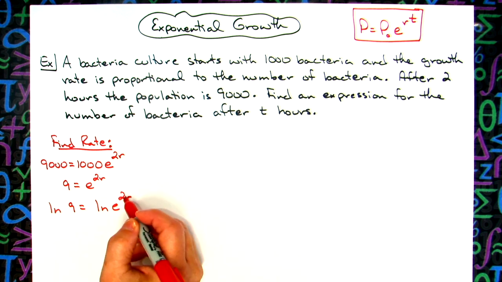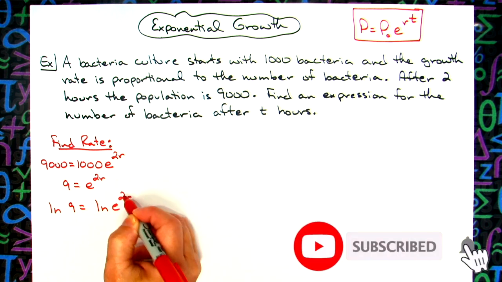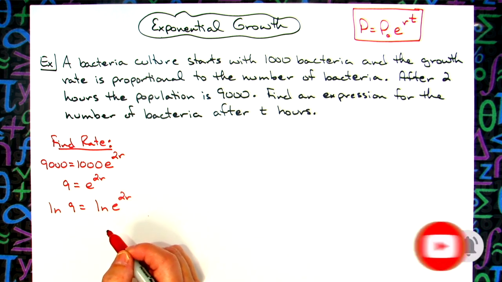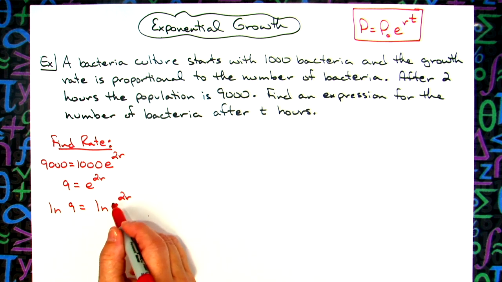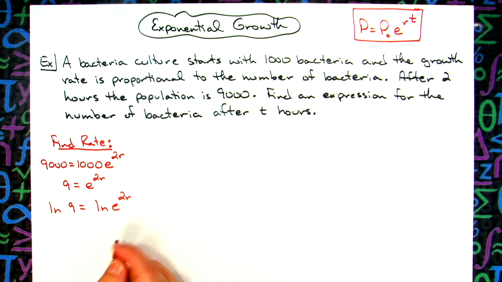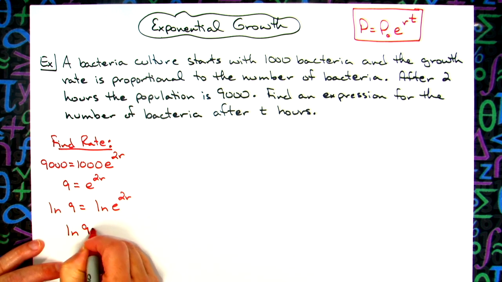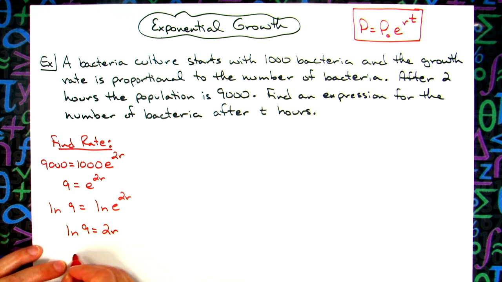If not, you could use properties of logarithms that says we're allowed to take this 2r and bring it down in front of that natural log of e. All right, natural log of e being 1, so then 1 times 2r is going to be that 2r. So in the next step, we're going to have natural log of 9 is equal to 2r. I want to solve all the way down for r, so I'm going to have natural log of 9 over 2 is equal to r.